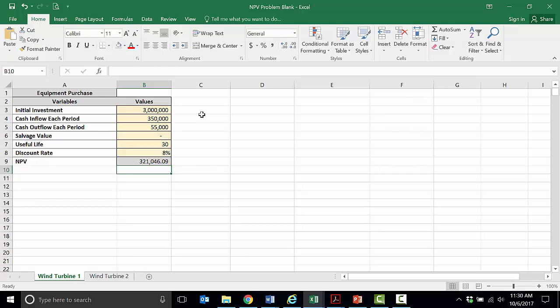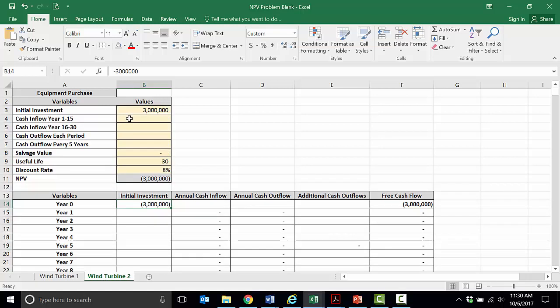Let's take this same problem, but make it a little bit more complex. We're going to go to the second tab of this spreadsheet, the wind turbine 2 example. This is the same problem, except we're going to assume that the cash flows will not be the same each year. So instead of always being $350,000 minus $55,000, we're going to have some variability in the amount of those cash flows. I've already set up a template that will help us to approach this problem. Let's walk through the new variables.